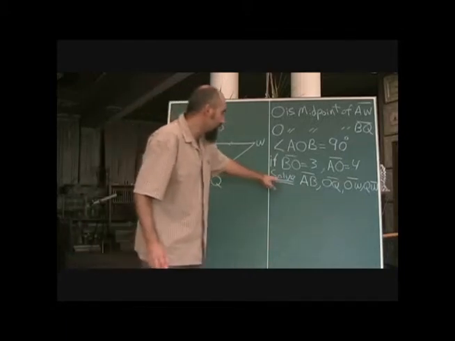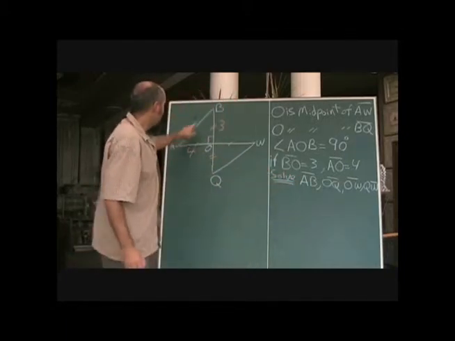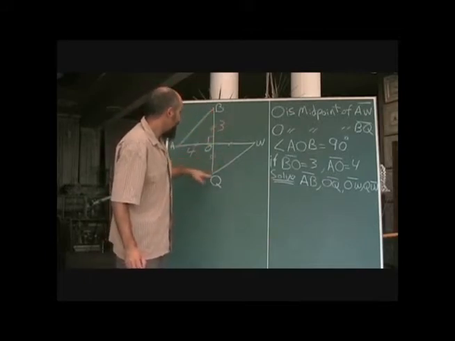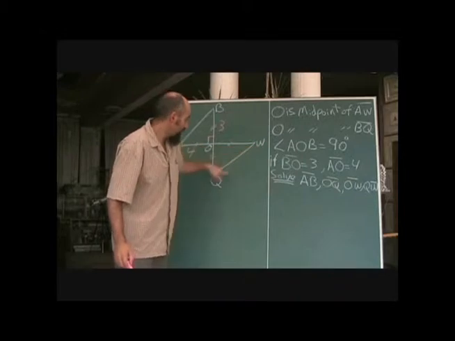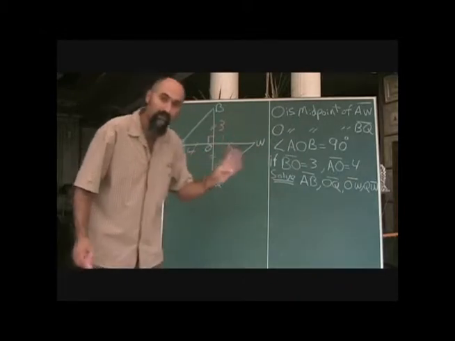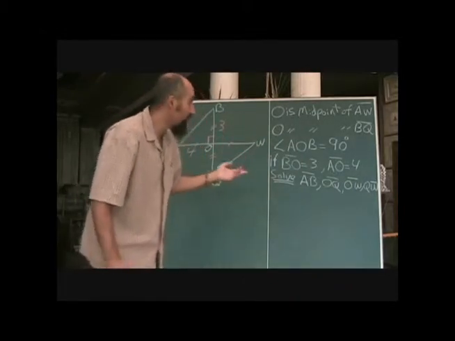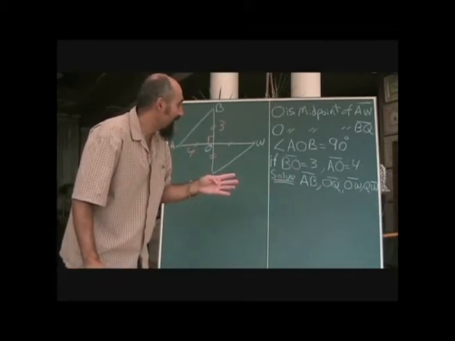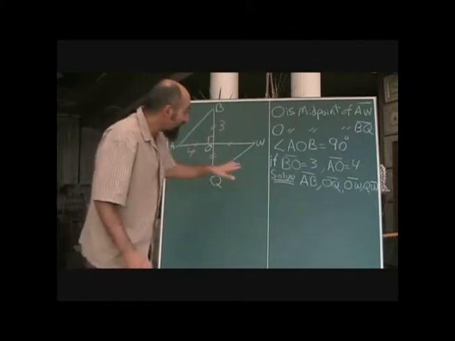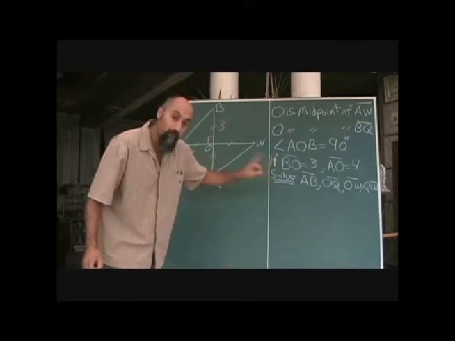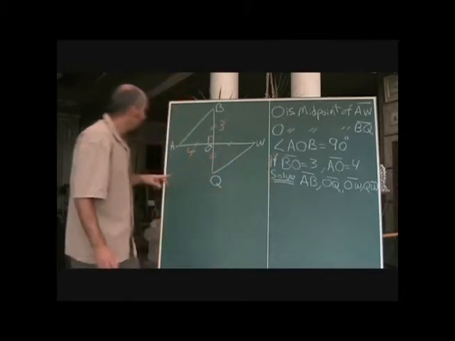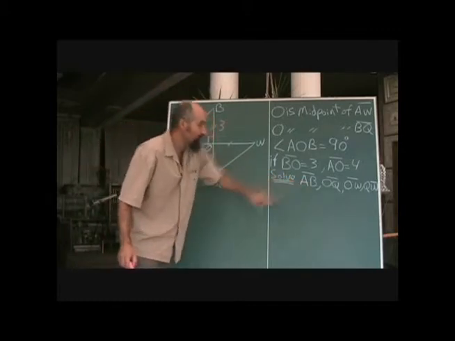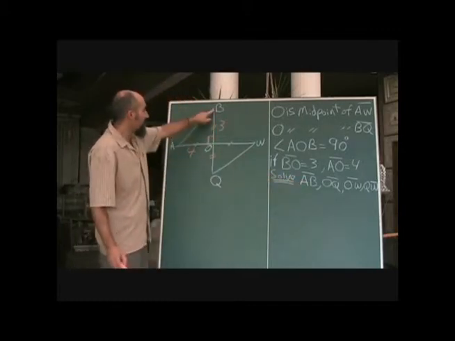Now they want us to solve AB, OQ, and OW, and QW. So there's 4 things that they want here from us. And this question will probably be worth 2 marks or 4 marks, depending on how easy your teacher is, because it's not a very hard question. So each one might be worth half a point, okay? Now let's see what we can solve for first. They want us to solve for AB. So they want us to solve for this.